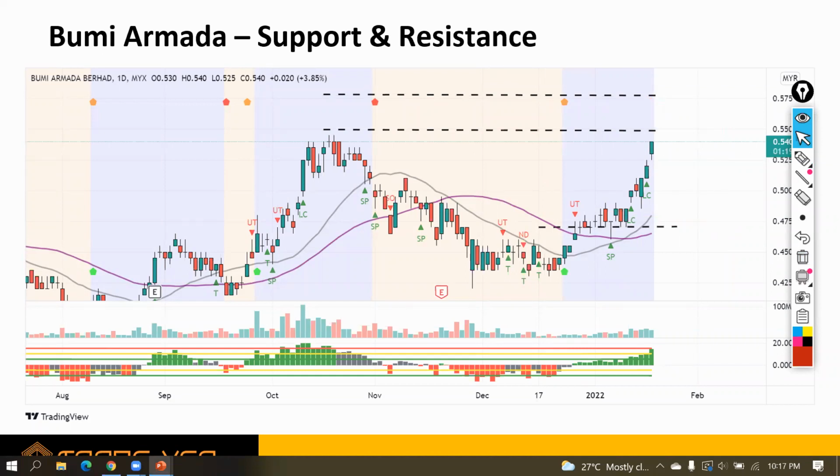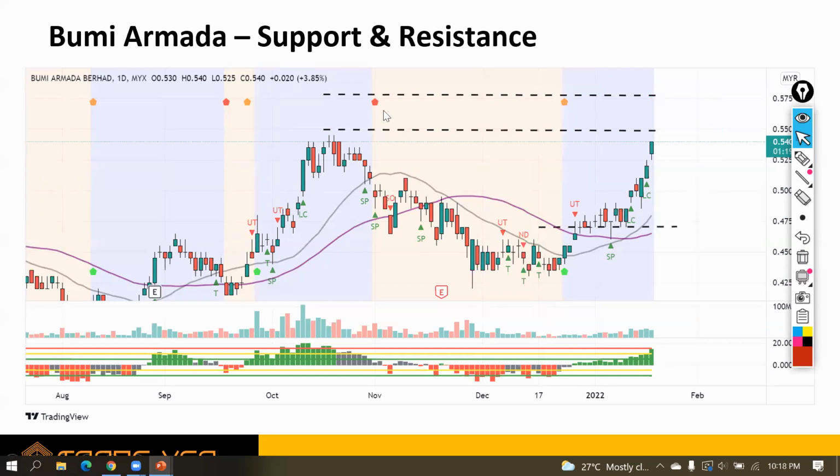So make sure you add your support and resistance first. Then ask yourself, is it worth entering or not? If let's say it's not worth it, I only get 1 ringgit but I need to risk 3 ringgit, then it's okay. We look for other trades.